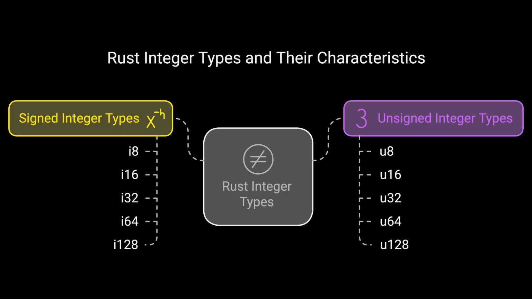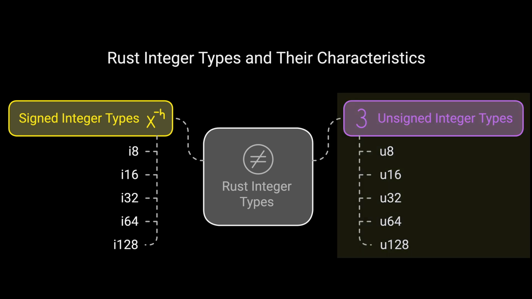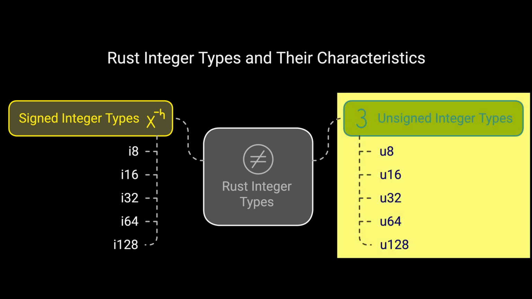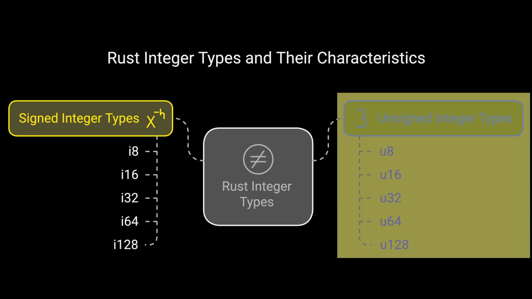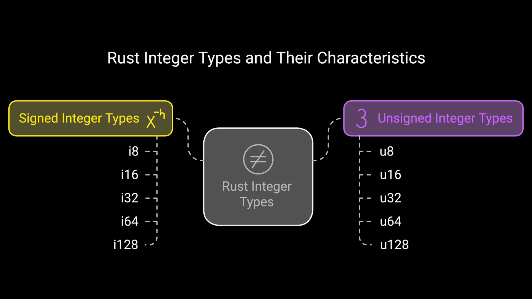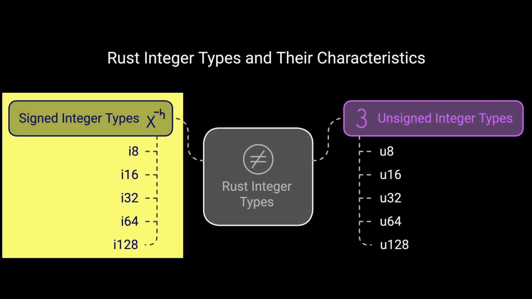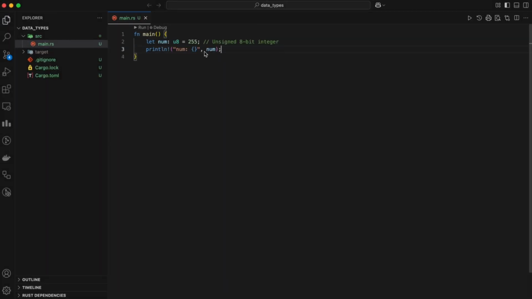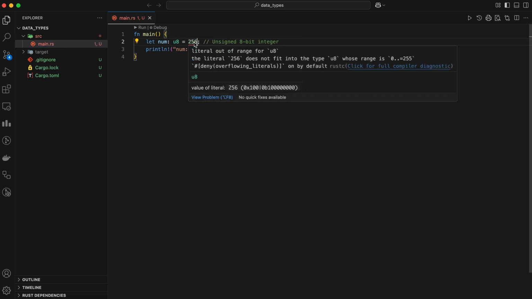So, when should you use signed versus unsigned? Well, if you know a value will never be negative, like an age or number of items in stock, then using an unsigned integer, u8, u16, etc., is more efficient because it gives you a larger positive range. But if you need negative numbers, go with signed integers, i8, i16, etc. But be careful, Rust strictly enforces integer sizes. If you try to store a u8 value that's greater than 255, Rust will throw an error.